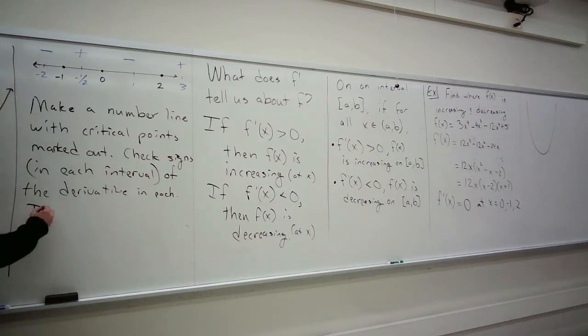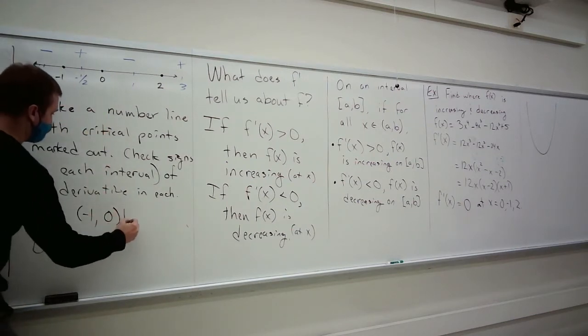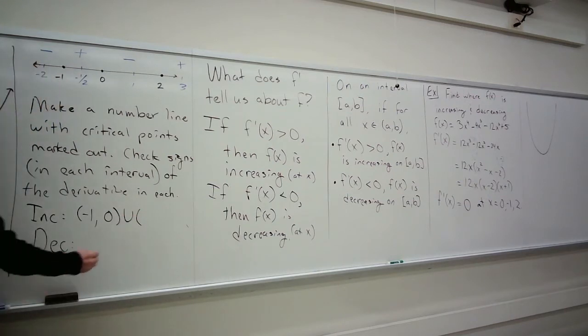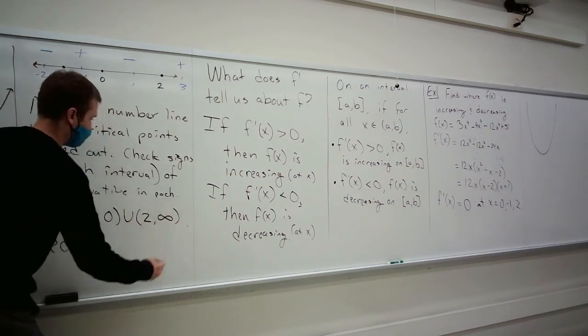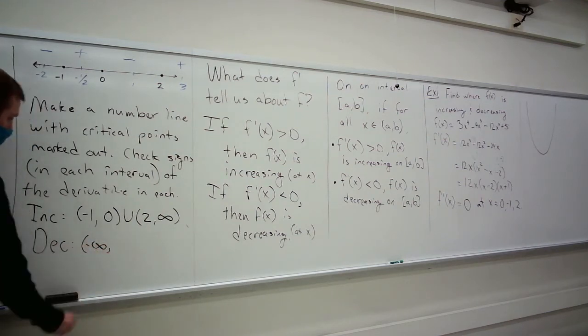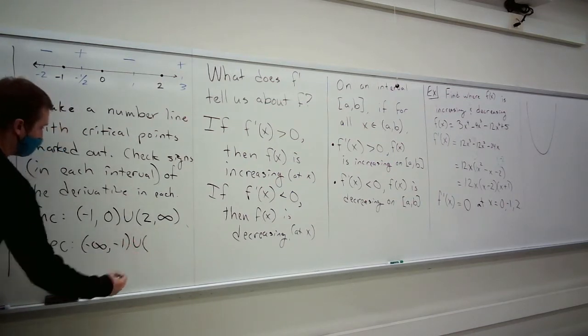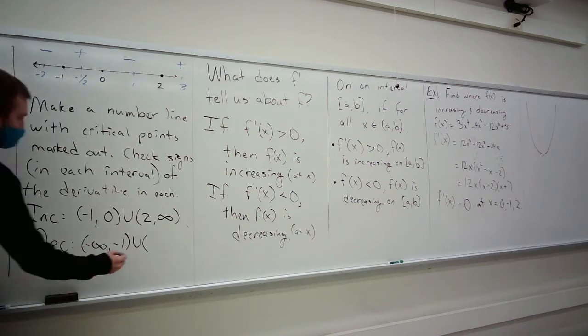We've got increasing and decreasing on these intervals. Increasing from negative 1 to 0, and from 2 and forever. Decreasing from negative forever, negative infinity, up to negative 1, together with 0 to 2.